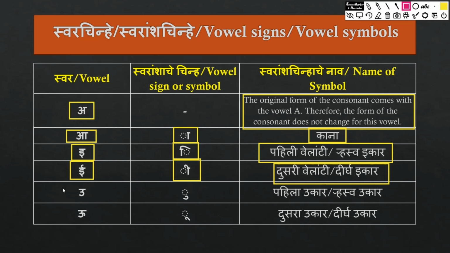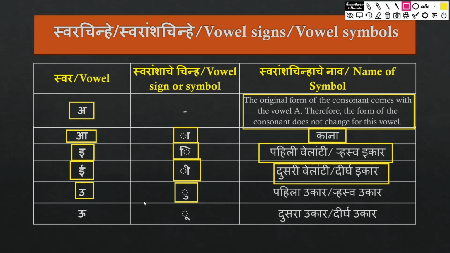Okay, then u. This is the short sound. For u, the symbol will look like this. You just have to memorize this symbol. There is no need to go in deep because we are not doing Marathi literature and all that. We are just learning simple conversational Marathi.